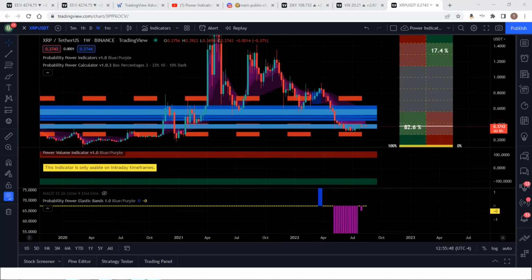If you're looking for long-term investing, then that's how you want to take a look at that. Walt, let me know if there's anything other than that you wanted to take a look at on XRP.